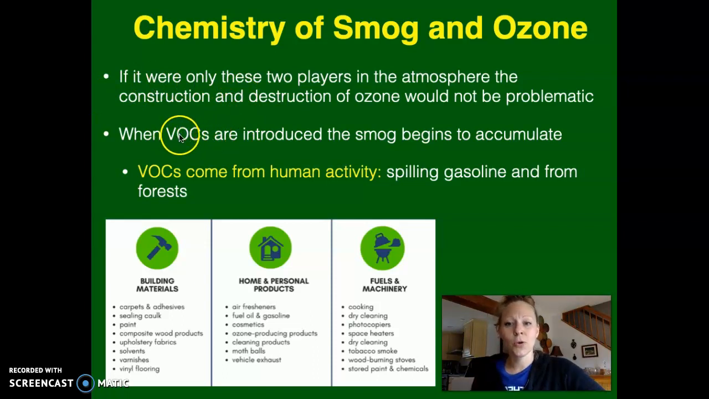VOCs, or volatile organic compounds. Remember that these are the result of things that evaporate pretty readily, like spilling gasoline on the ground. And remember that they also occur naturally. If you have a forested area with lots of pine trees, that pine smell is also a VOC.